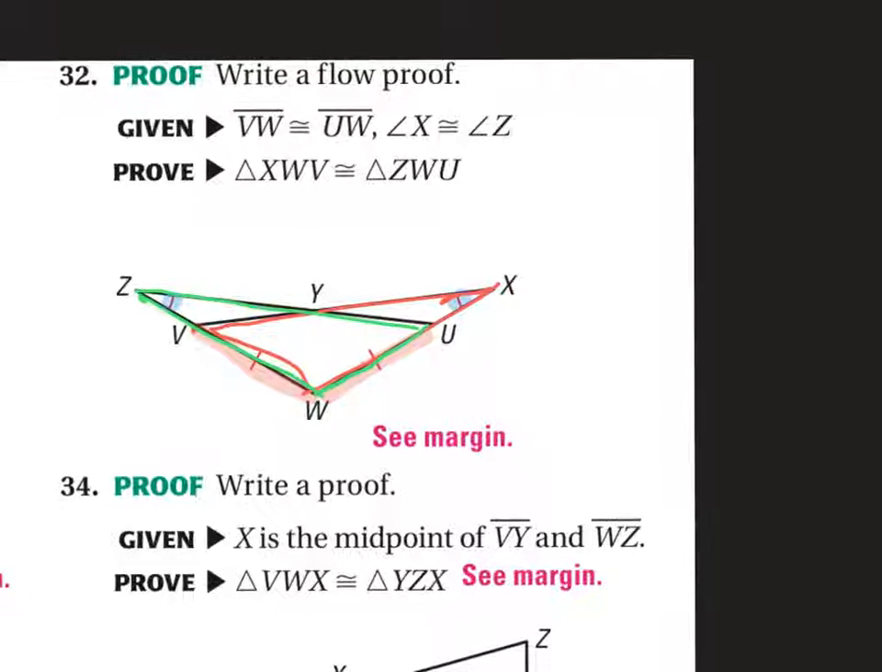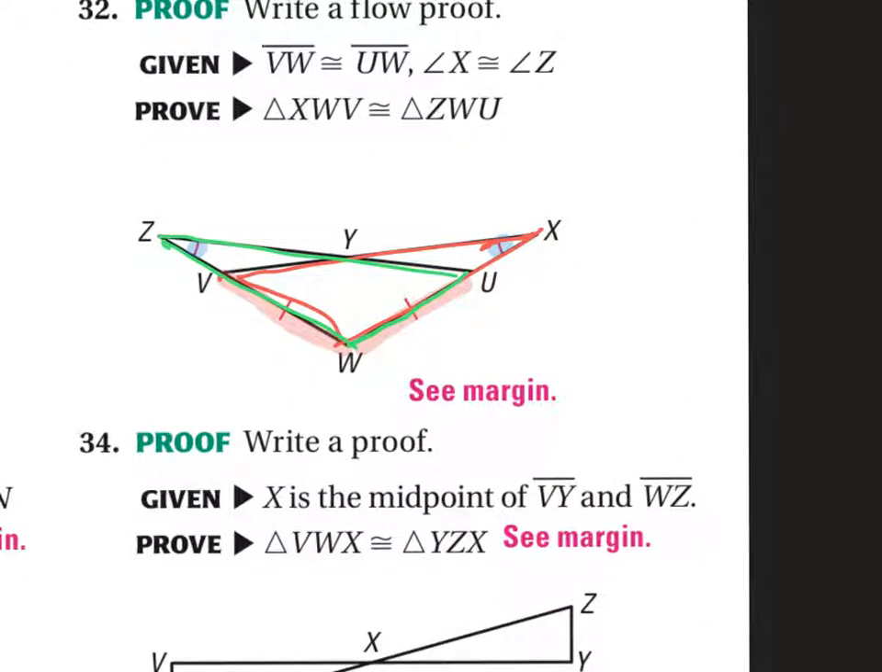So you already have one pair of angles that matches, right? And one pair of sides. What else is there that you haven't used yet? So this is your given. What else is part of that? Both of those triangles share the reflexive angle, which is W, right? Angle W is congruent to angle W, and that's reflexive.